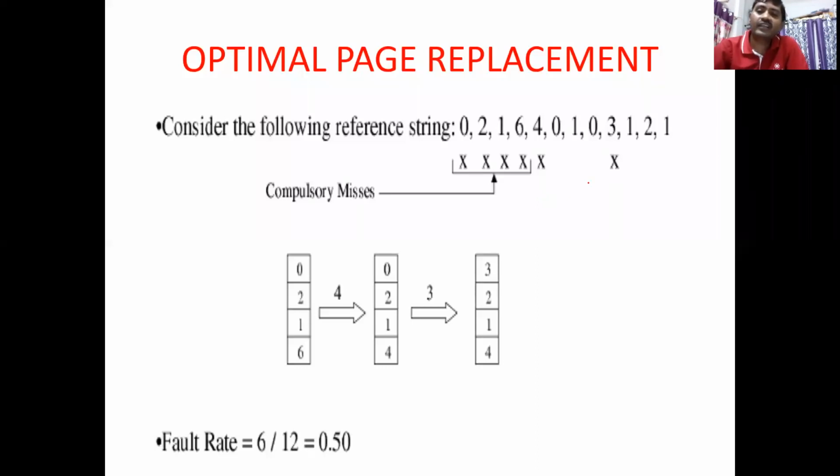For example, the memory reference string will be in this way. First page 0 will be referred, next page 2 will be referred, page 1 will be referred, next page 6 will be referred, and so on. In this way, the reference string will be here, for example. And now we have a frame of 4 only, so at a time, we can store only 4 references.